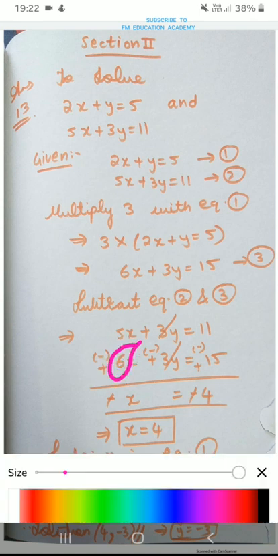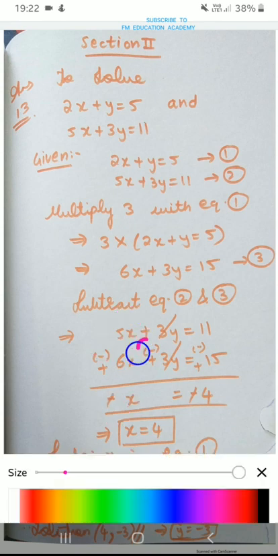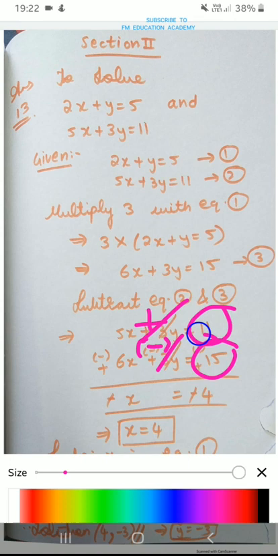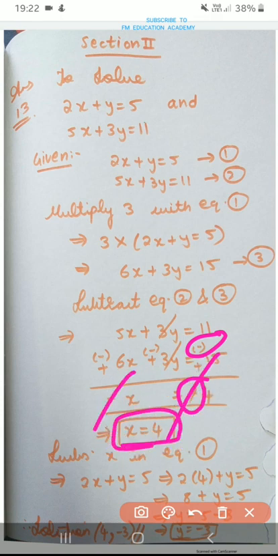So 6 minus 5 is how much? 1. If you write 1 or not, it's the same thing. So 1x we got, or simply I can write x. And the bigger number's sign here is minus. The sign which changes, that you have to write. So here, this is minus 3y and this is already plus 3y, so both will get cancelled. Here I have 15, here I have 11, here I have minus. 15 minus 11 is 4 and the bigger number's sign here is minus. So minus 4. Minus minus get cancelled. I got x is equal to 4.